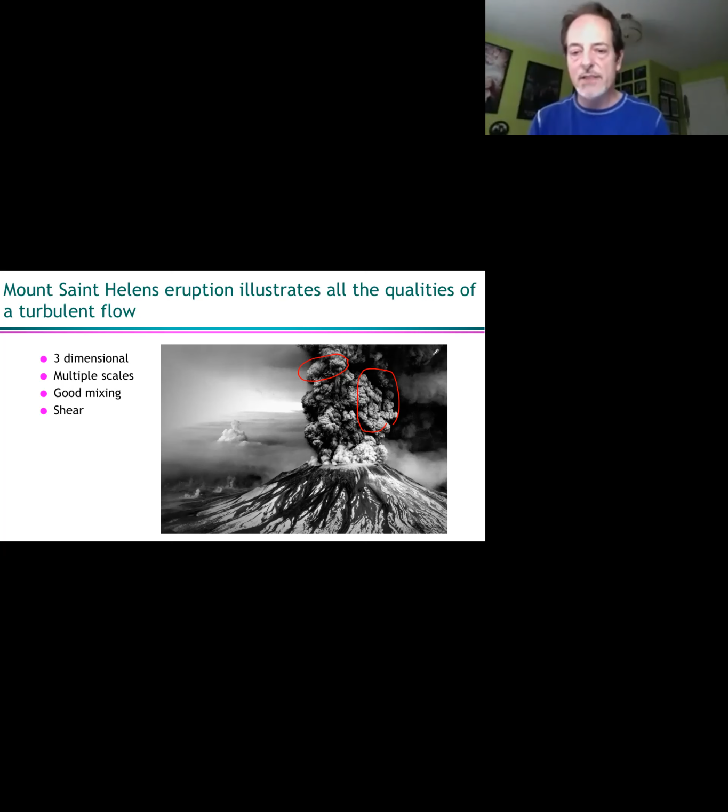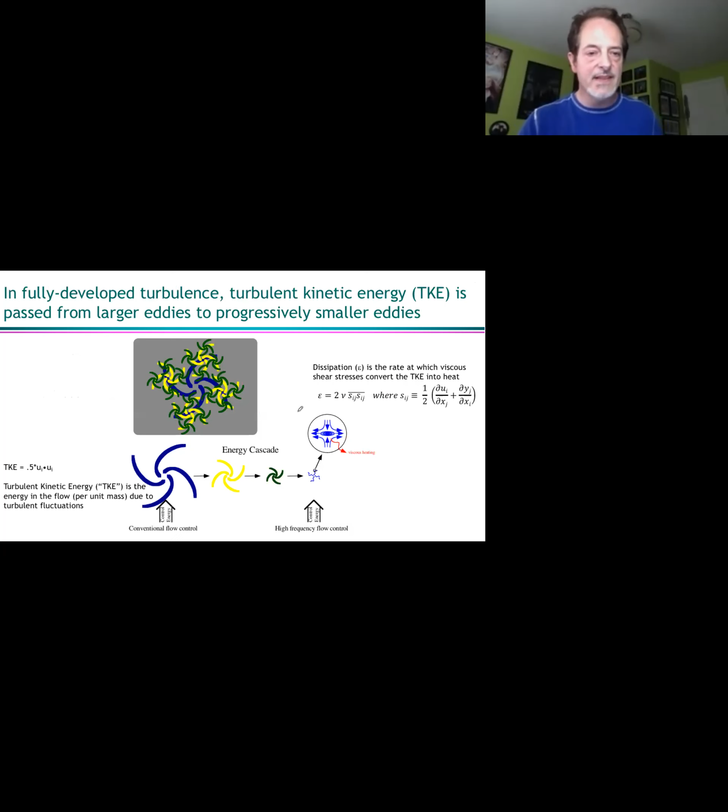Good mixing, as I mentioned before, you can kind of see all the dust and the clouds and the soot are all mixed together, so you don't have a whole lot of clean air in there. And shear. Because this was an eruption, you had a mean velocity going up and out, and then out here you've got no flow, so you've got a shear between the high flow in the center and no flow on the outside. There's a concept of an energy cascade in turbulence.